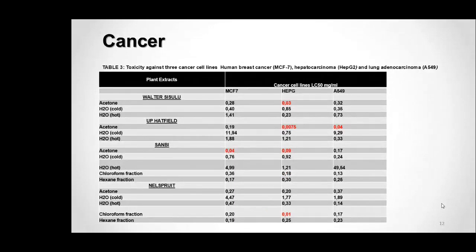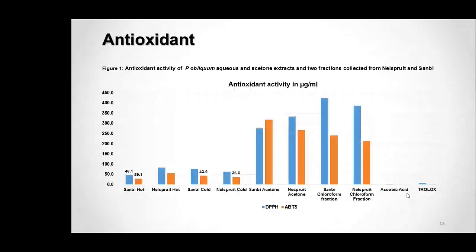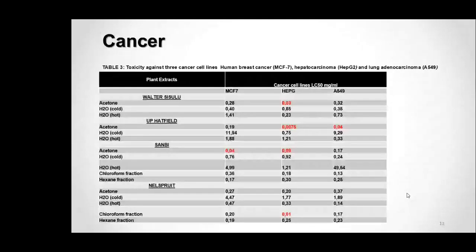Moving to our cancer cell lines, we've noticed that acetone extracts from Sunby were moderate against breast and liver cancer cell lines with IC50 values of 0.04 to 0.09, and University of Pretoria extracts were toxic to liver cancer cell lines with IC50 of 0.076, and also moderately toxic to lung cancer cell lines. Although Nelspruit acetone extracts were not toxic, however, the chloroform fractions were toxic with IC50 of 0.01. We can move.